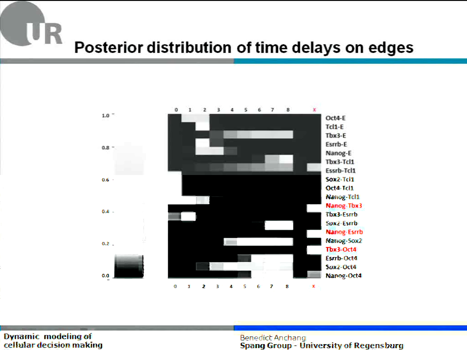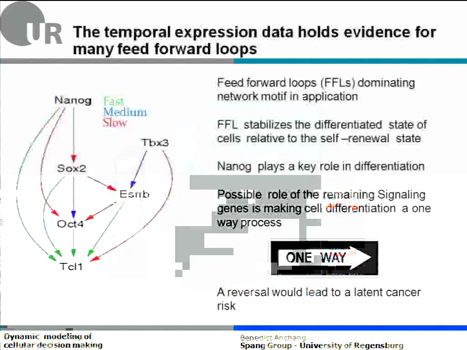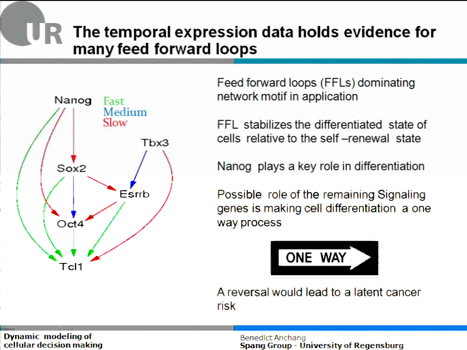So we can summarize the information in such a heat map into this non-transitive graph showing the direction of signal flow as well as the qualitative propagation on the edges. We see clearly that there are feedforward loops which dominate in the network. And these feedforward loops stabilize the differentiated signals with respect to self-renewal by filtering out random fluctuations as random noise. Also, we see that NANOG plays a key role in cell differentiation. One possible role of the remaining signaling genes is probably making cell differentiation a one-way process. A reversal will probably lead to a serious cancer situation.